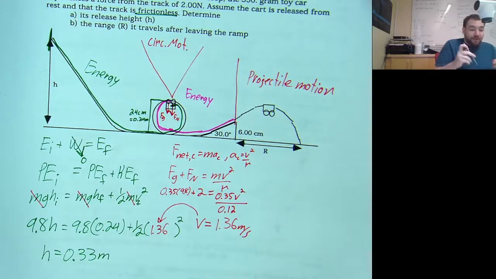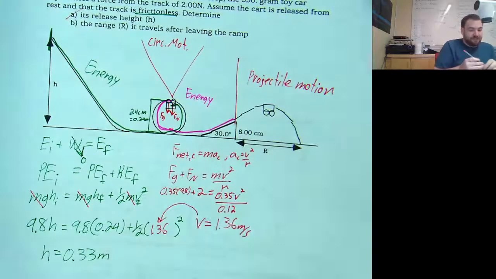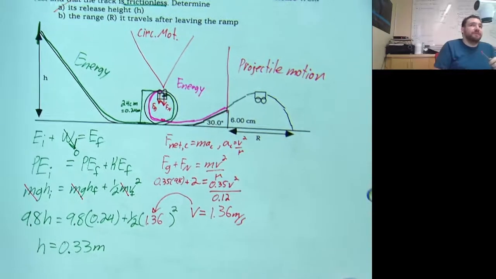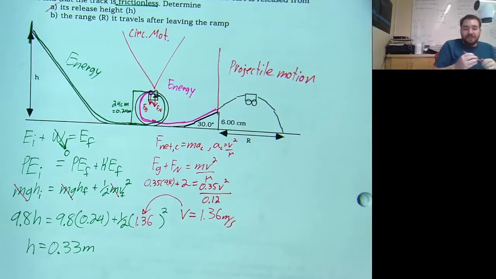Okay, we can keep going though, because we've done A, the release height. We know it's 33 centimeters or 0.33 meters off the ground. We want the range R it travels after leaving the ramp. So we're going to have to do two pieces to this, because we don't know how fast it's going at the top of the ramp. To get to that point, though, again, is going to be an application of energy.